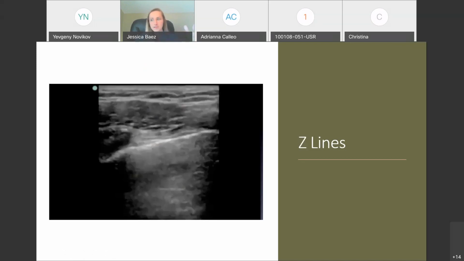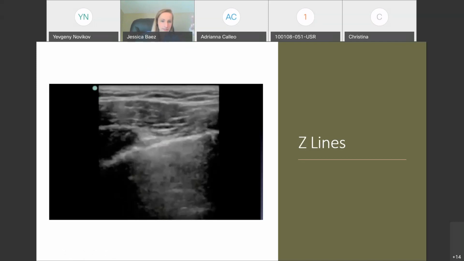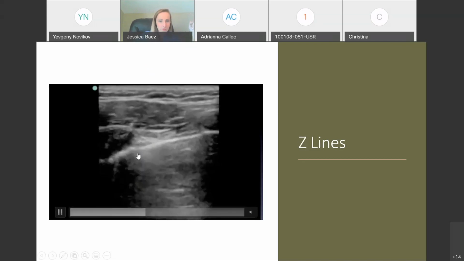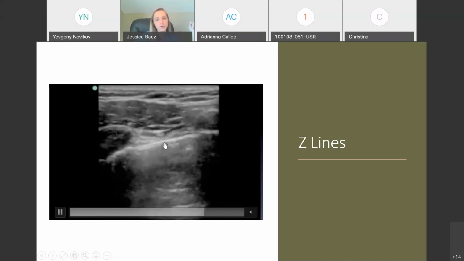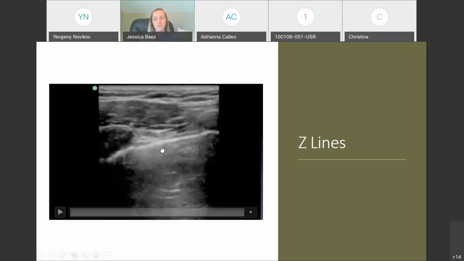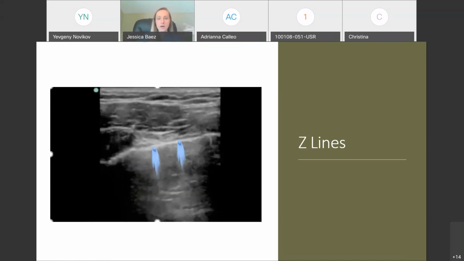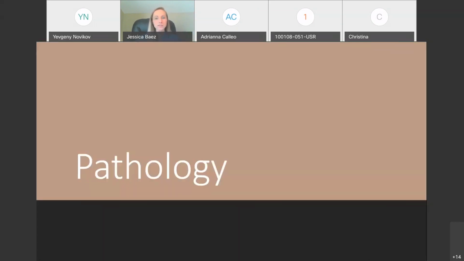The last artifact that's important to know are Z lines. I'll show you an example here. These are what are called comet tail artifacts that extend from the pleural line. They're small though, and they don't go to the far field. These are also indicative of normal lung. You can follow these in order to find if there's lung sliding present. All right, questions about the normal findings and the artifacts that you're looking for?